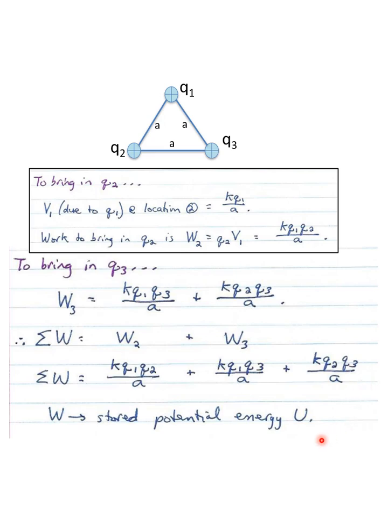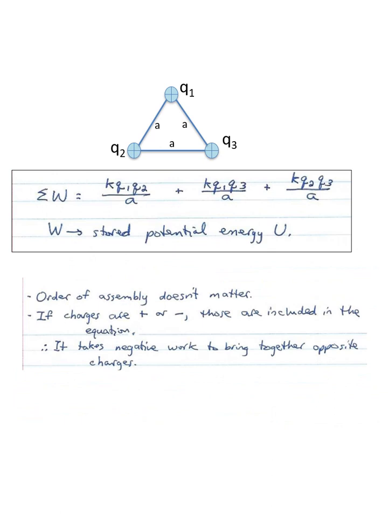And then you can imagine, this is only 3 charges here. Imagine if we are adding more and more charges, 100 charges, 1,000,000 different charges, how much all of this would add up, the potential energy to bring them all together. The order of assembly doesn't matter. I could have done those in any order, it would still come out the same.